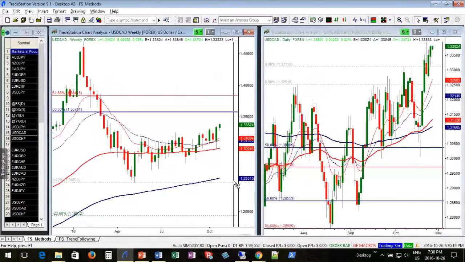And this is what we can see here on the US dollar Canadian dollar, and this concludes the review for the US dollar Canadian dollar for today, October the 26th, 2016.